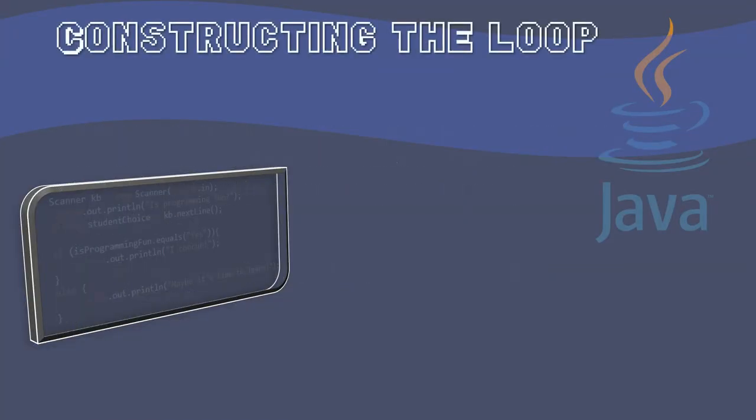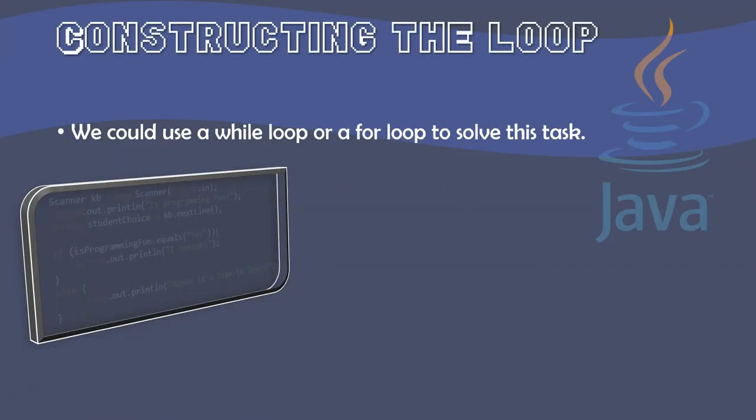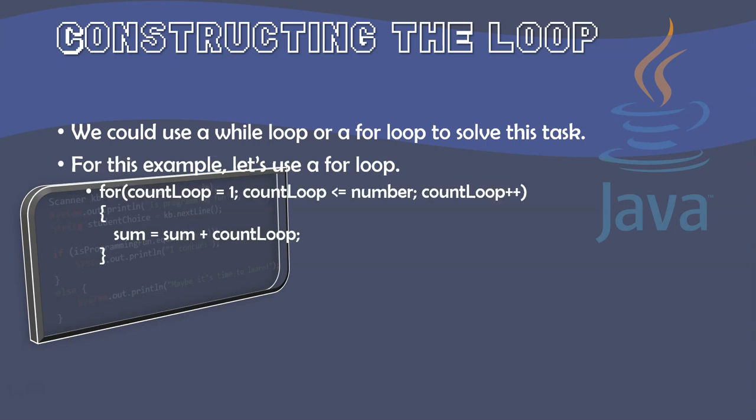So let's look at how we construct this loop. Well, with this loop, we can use either a while loop or a for loop to solve this task. For this example, let's go ahead and look at this through the lens of a for loop. We can say for count loop is equal to 1, count loop is less than or equal to number, because we want to go up to that value, count loop plus plus. And we'll say that sum is equal to sum plus the count loop.